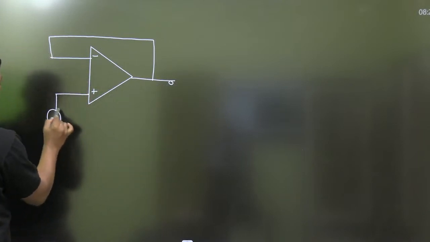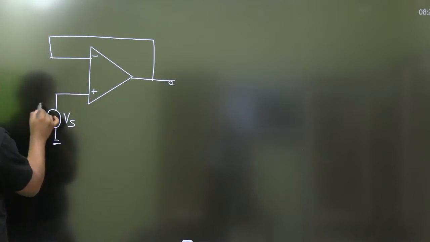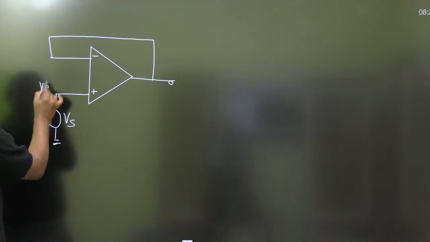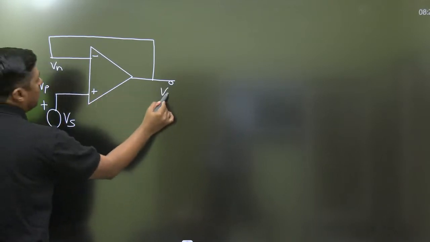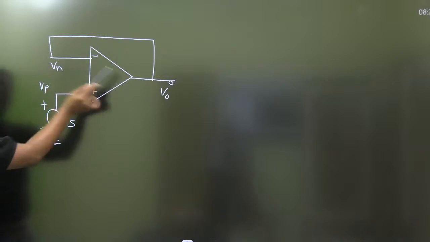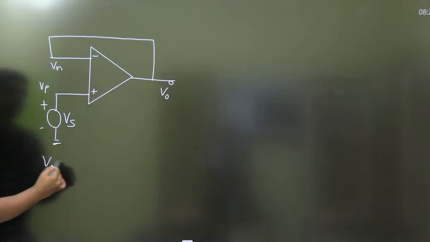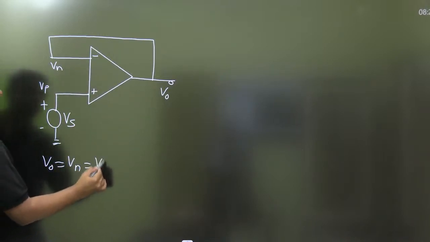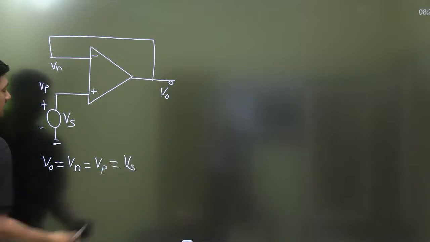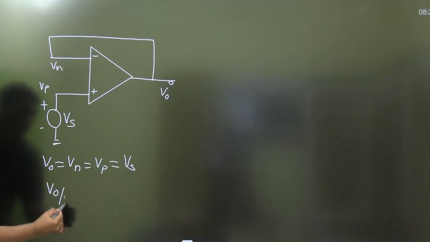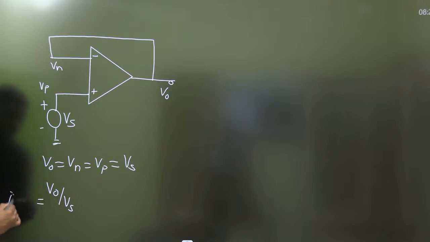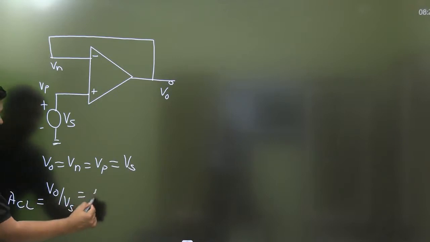This is called voltage follower. Here this is the Vp, here this is the Vn, here this is the V0. Because there is a negative feedback, V naught is exactly equal to Vn. Vn is equal to what? Vp, and Vp is nothing but Vs. From this, V naught by Vs, that is called closed loop gain, is equal to 1.